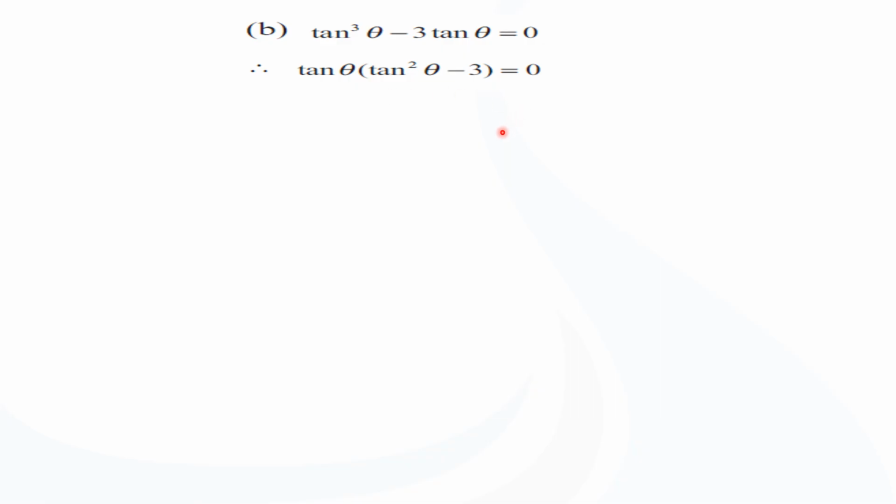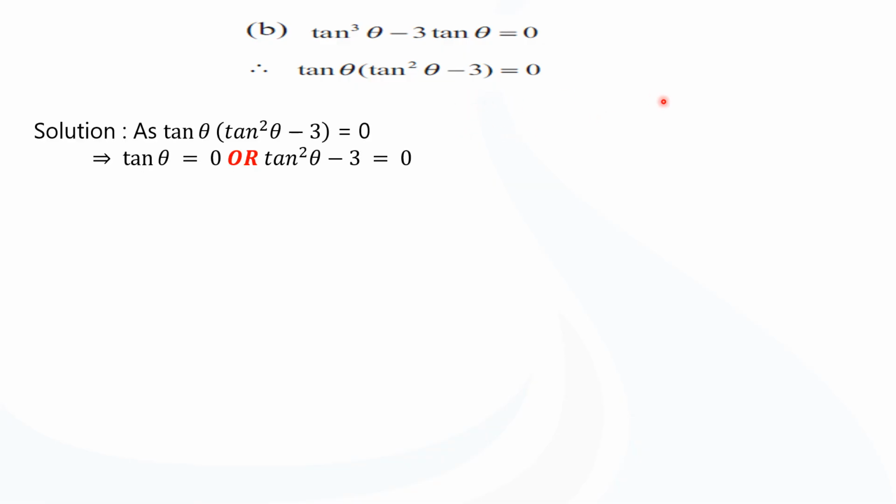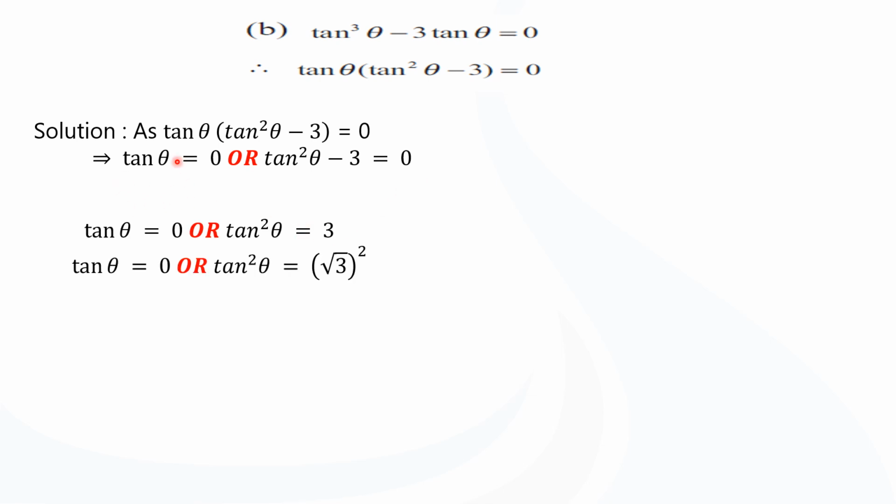Next, we have to solve the b part. Tan cube theta minus 3 tan theta is equal to 0. Taking tan theta common, tan square theta minus 3 is equal to 0. So here we use the formula: if a into b is 0, either a is 0 or b is 0. So either tan theta is 0 or tan square theta minus 3 is 0. Now tan theta can be written as 0 and tan square theta minus 3 as root 3 square.